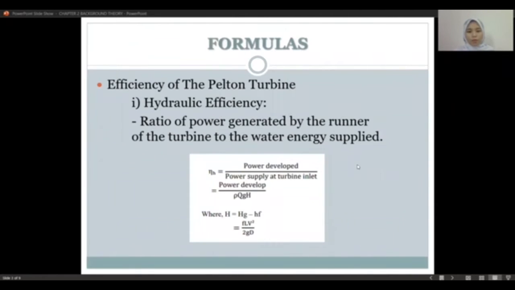Okay, the formulas for the Pelton turbine. First is hydraulic efficiency. Hydraulic efficiency is the ratio of power generated by the runner of the turbine to the water energy supplied. The formula: efficiency of hydraulic equals power developed divided by power supplied at turbine inlet.